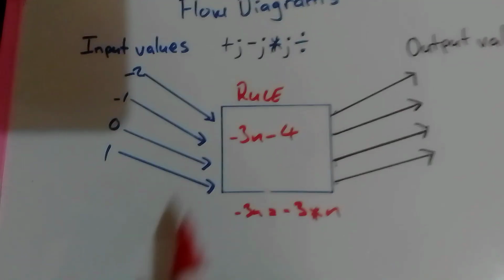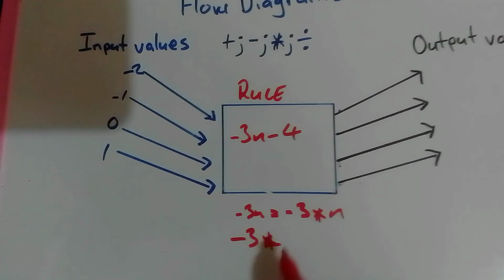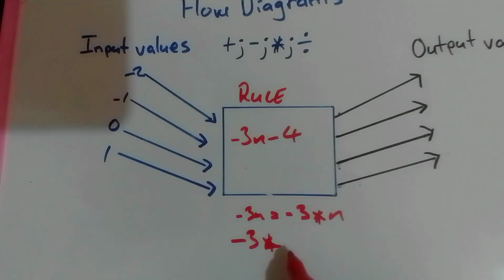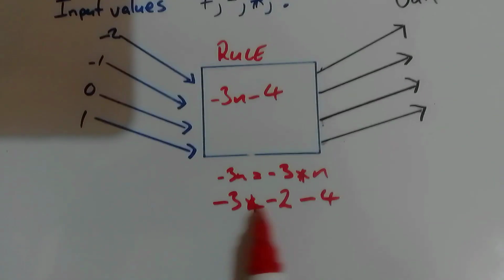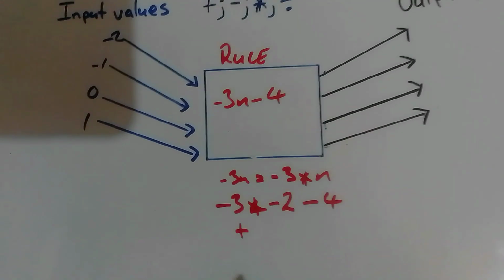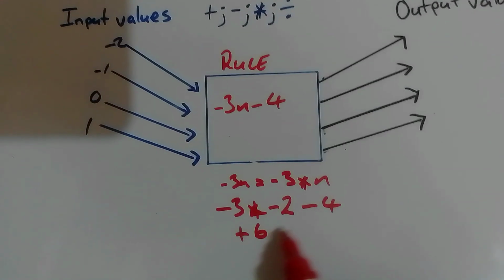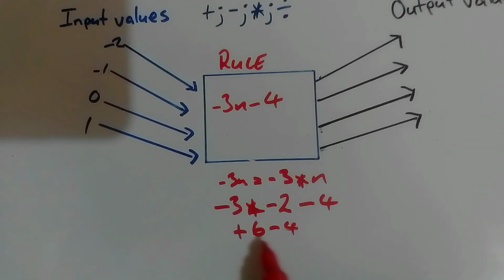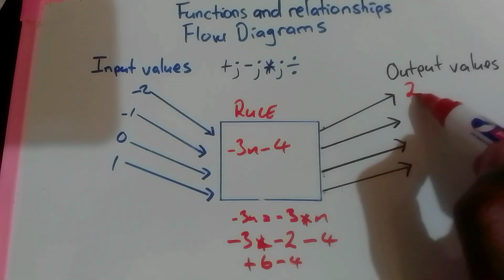So let's begin. So here we've got negative 3, and the first number that we're going to deal with is negative 2. So we've got negative 2. Then there is minus 4. So obviously we start here. A negative and a negative gives us a what? A positive. So we've got a positive sign here. Now we say 3 multiplied by 2, which gives us 6. So we've got a positive 6 minus 4. And 6 minus 4 is equal to what? Is equal to 2. So our output value is 2.